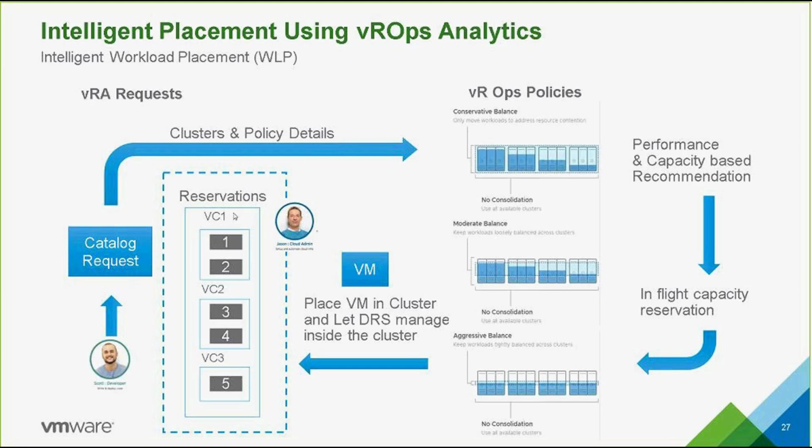I'll assess vSphere cluster 1, vSphere cluster 2, based on all my analytics and based on the policy that you, the operations admin, have determined that your business needs. So the balance and what is your placement strategy? What are you trying to accomplish out of it?